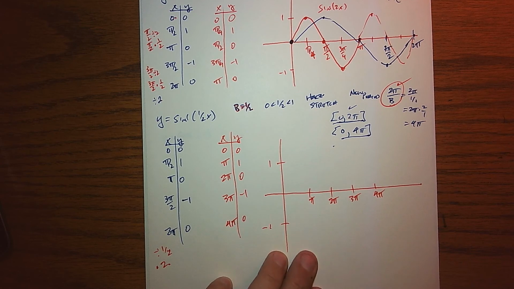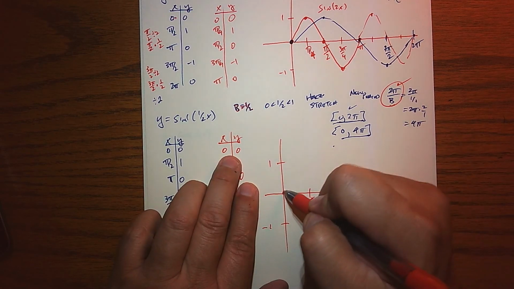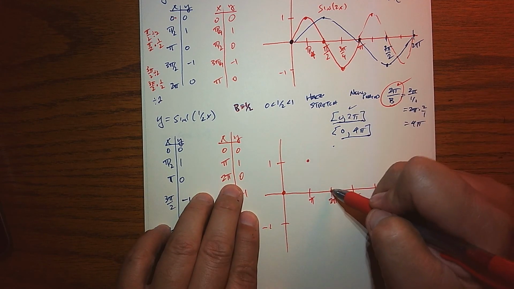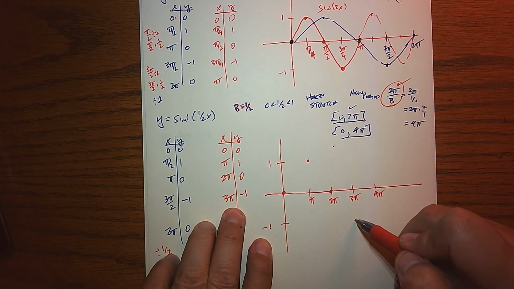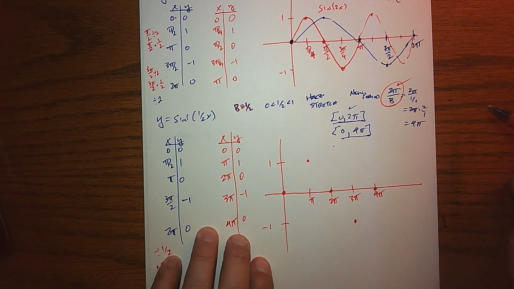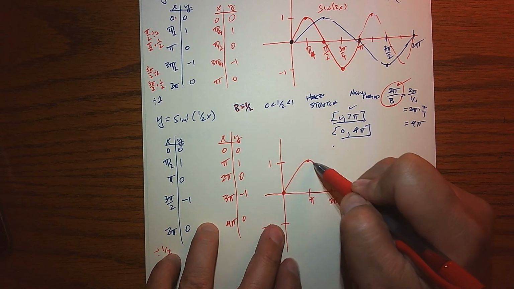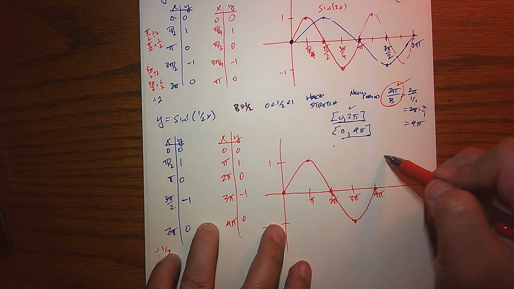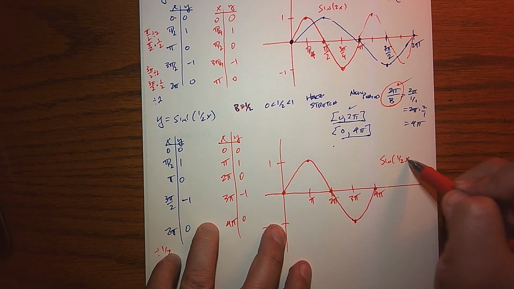And so in red, what I have is 0, 0 on the graph. I have pi, 1 on the graph. I got 2 pi, 0. I got 3 pi, -1. And I got 4 pi, 0. So in red, here is one complete cycle of sine of 1/2 x.